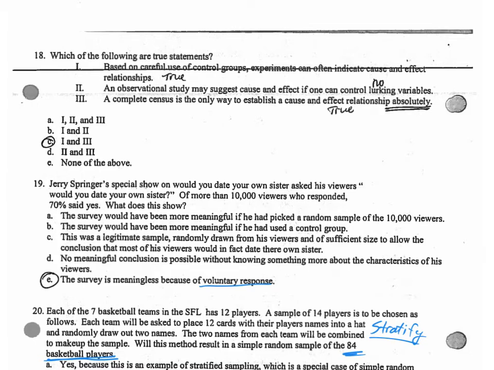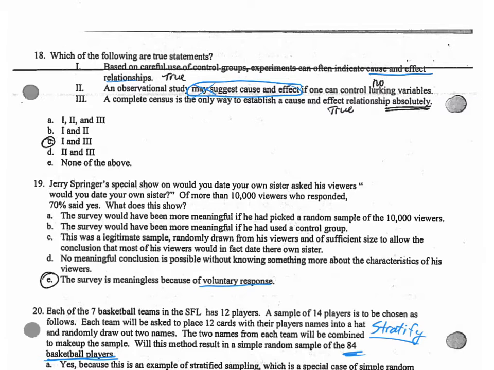If you have a careful use of control groups, experiments can do cause and effect. True, because you can randomly assign to the treatment groups and you can claim a cause and effect. How about observational studies? What do you do with an observational study? You observe. You just observe already existing conditions. So are you ever able to claim cause and effect from observational? No. So statement 2, observational study may suggest cause and effect, that is false. Okay, statement 3, though.